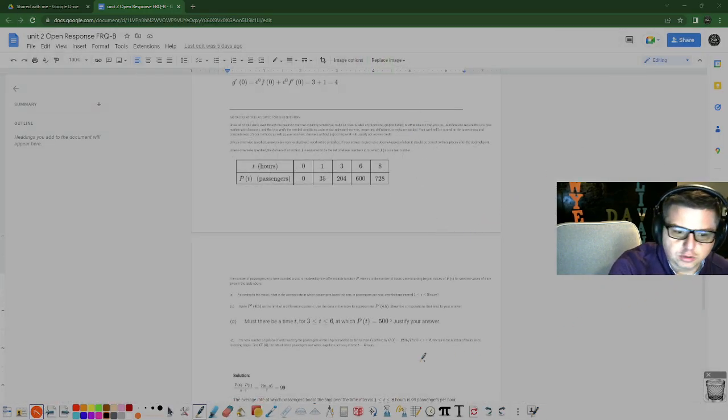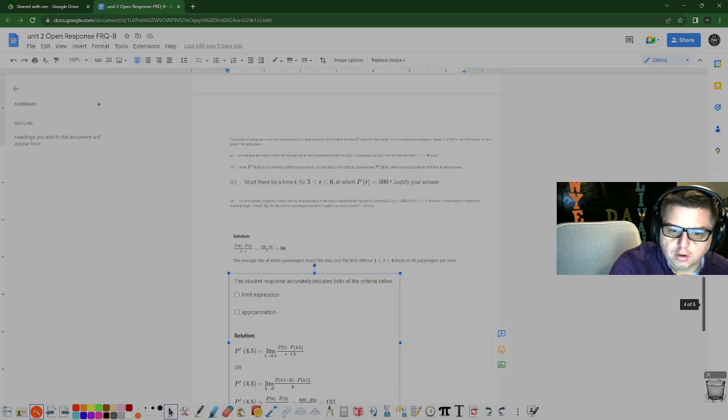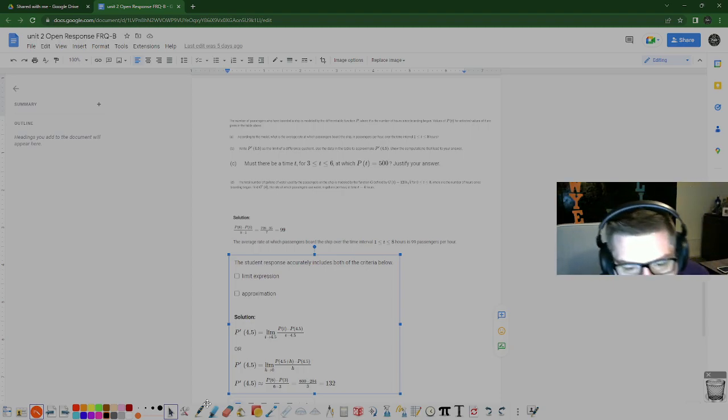I want to check the solution just to make sure we are on the same page. First one was 99. The average rate at which passengers board the ship over the time interval 1 to 8 hours is 99 passengers per hour. We were good on that. Oh, we needed to do the limit. Man, I screwed that up. Oh, wow. Okay. Bummer.